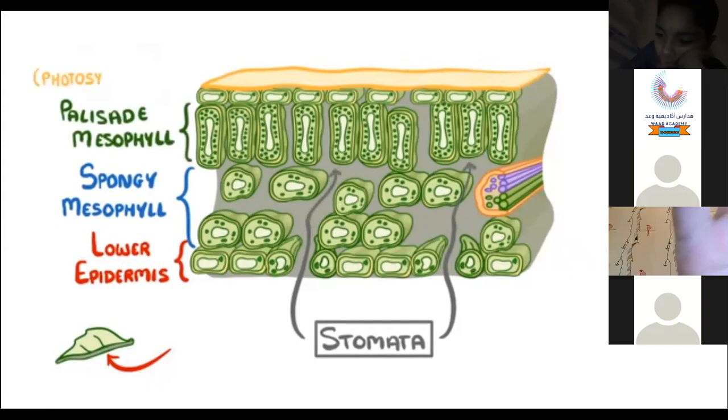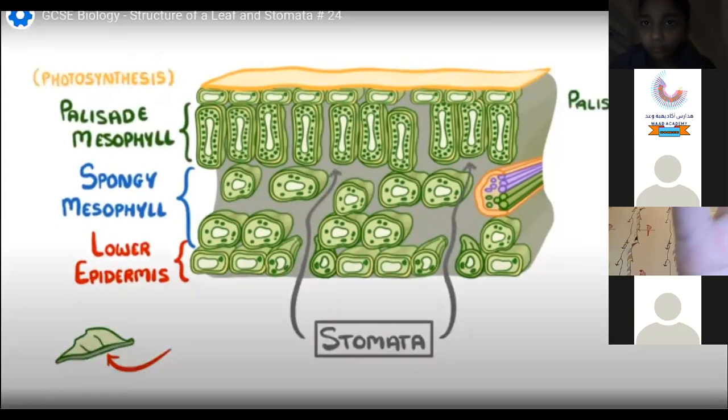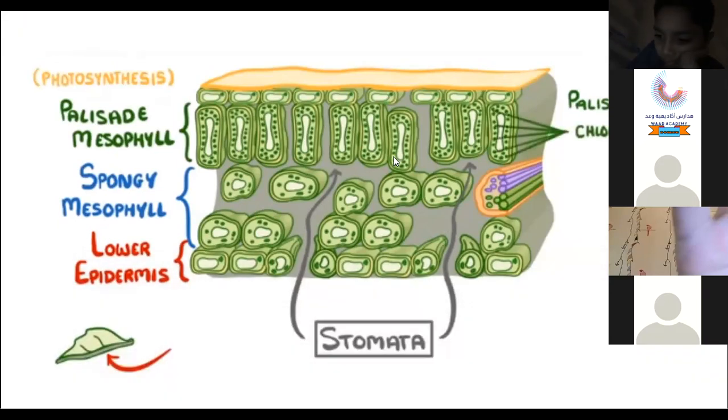This is where most of the photosynthesis happens, and so the palisade cells are packed full of chloroplasts. Above this, we have the upper epidermis, which is another layer of epidermal tissue. These cells are almost transparent though, as the sunlight needs to be able to pass through them to get to the chloroplasts in the palisade cells beneath.